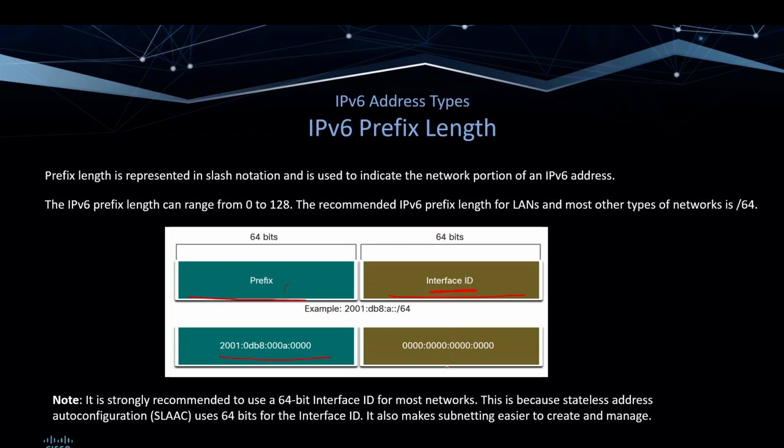There are two ways to append the ID. Either use the extended unique identifier, which is the MAC address, and right in the middle of the MAC address it inserts FFFE. That's called the extended unique identifier. Or the last 64-bit interface ID is randomly generated.